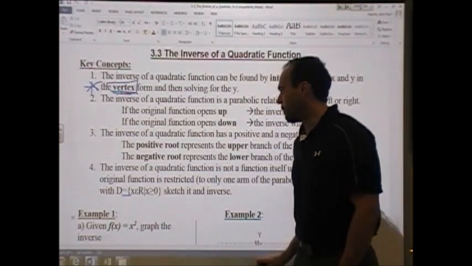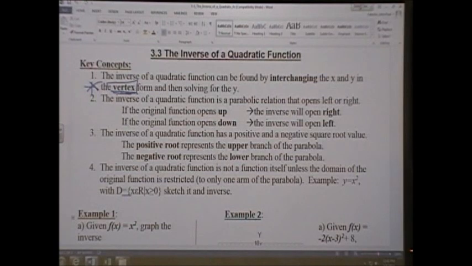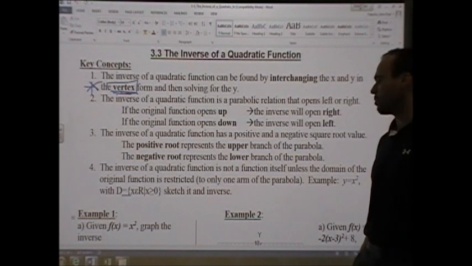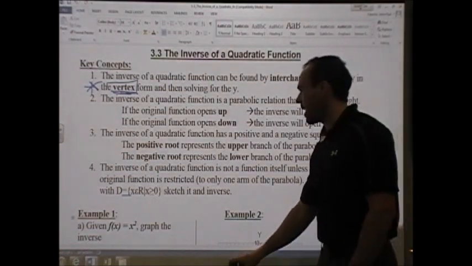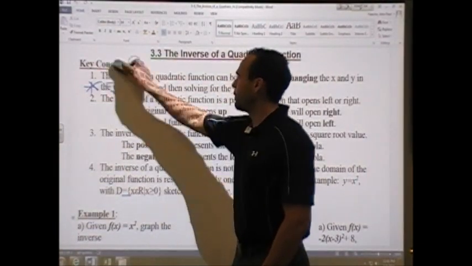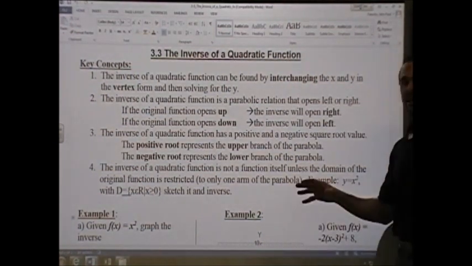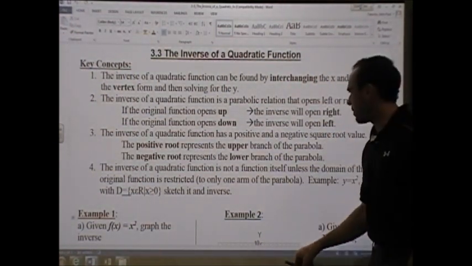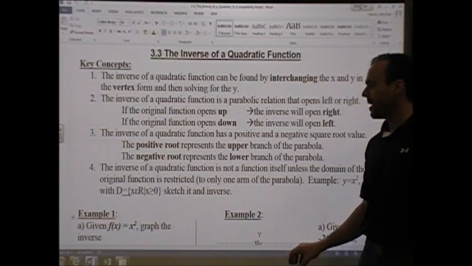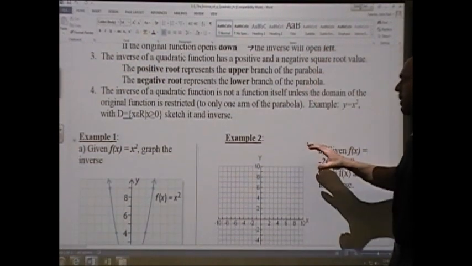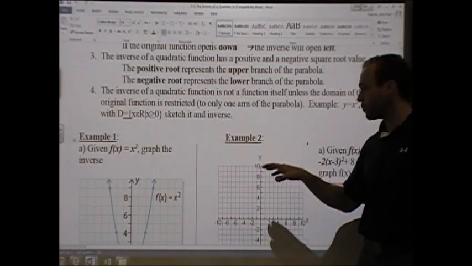Number 4, the inverse of a quadratic function is not a function itself unless the domain of the original function is restricted. We'll get to what that means. But if you take the inverse of a parabola, it is never a function, because it's going to be a parabolic shape that opens sideways, unless you restrict the domain.